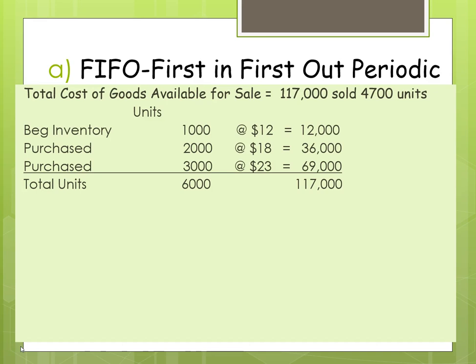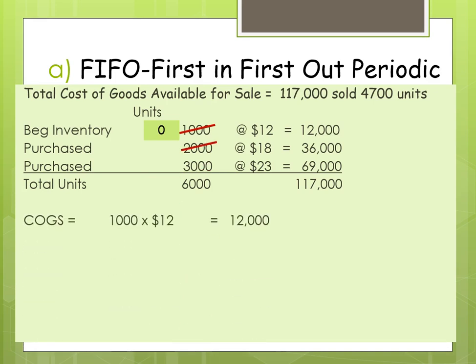So now we're going to go through the process of first in is the first out. What that means when we do the cost is the first thing we're going to do is take out 1,000 units at $12. Now we're going to keep doing this till we come up with 4,700 units. Remember, you cannot take 4,700 units at $12 because you only had 1,000 units. So now we have 0 of those left.